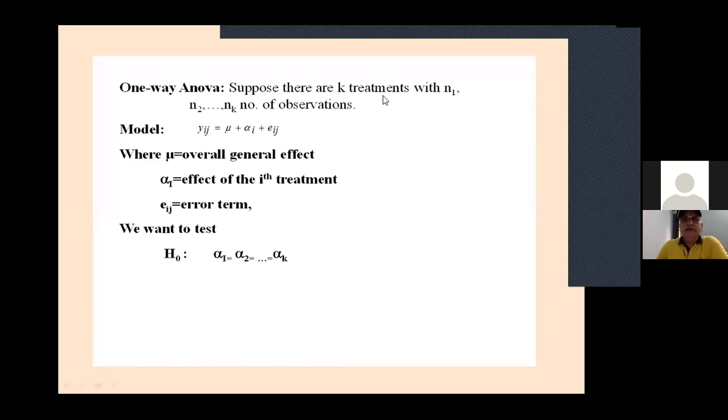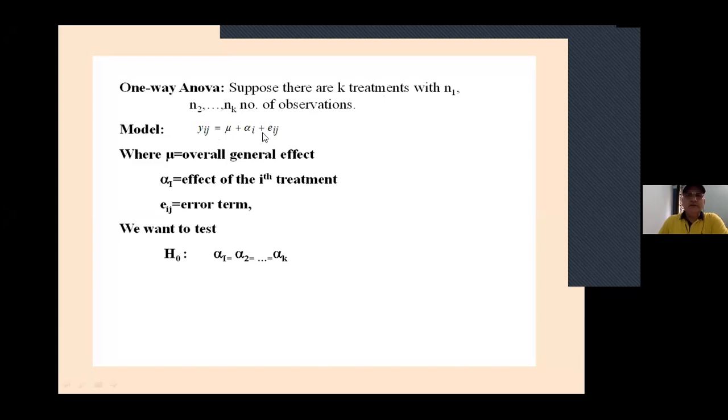Suppose there are K different types of treatments, and you want to compare them simultaneously. The model is Yij, which is a response variable, equal to mu plus alpha i plus Eij. Those who are not from statistics or mathematics, don't look at this as a very serious model. It's nothing but a response variable affected by a particular factor, where mu is the overall general effect and Eij is called error.